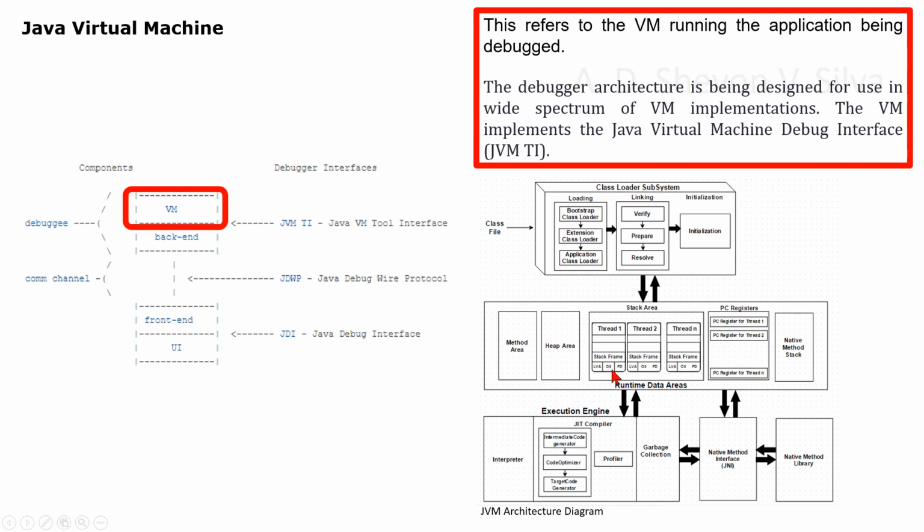Operand stack. If any intermediate operation is required to be performed, the operand stack acts as a runtime workspace to perform the operation. Frame data. All symbols corresponding to the method are stored here. In the case of any exception, the catch block information will be maintained in the frame data. PC registers. Each thread will have a separate PC register.